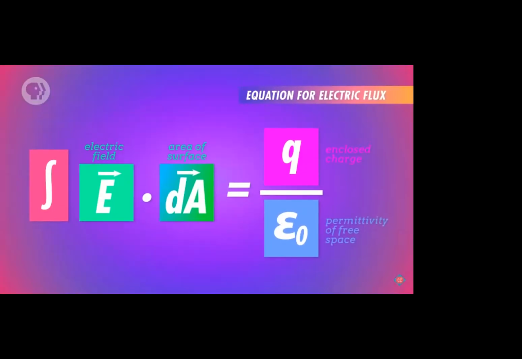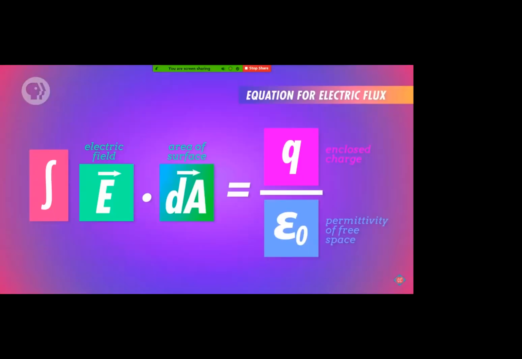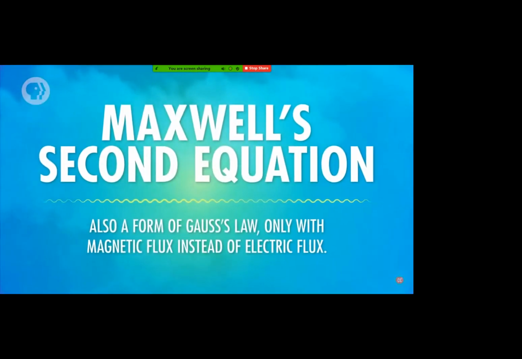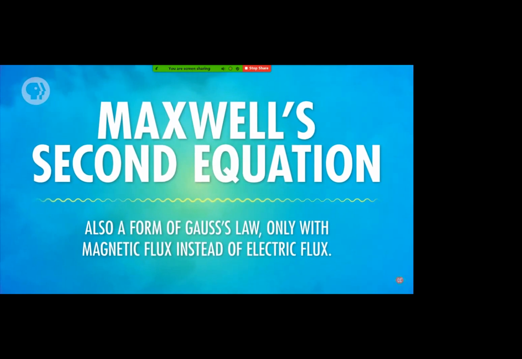Mathematically, this equation says that electric flux is the integral of the electric field over the area of the surface, which is equal to the enclosed charge divided by the permittivity of free space. I won't blame you if you don't remember, but the permittivity of free space is a constant of proportionality that we've used before, that relates electric charge to the physical effect of electric fields. If the electric field is constant over the surface, then the left side of the equation becomes E times A. Maxwell's second equation is also a form of Gauss's law, only with magnetic flux instead of electric flux.